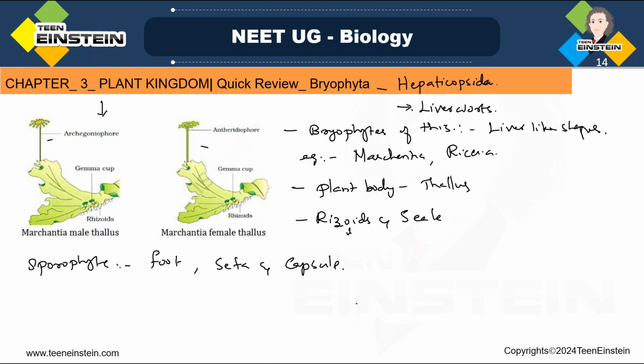An exceptional case you can see in Riccia. That is a bryophyte, but in Riccia the sporophyte is made up of only a capsule. There is no foot and seta. Examples are Porella, Riccia, Marchantia. Among bryophytes, the sporophyte of Riccia is the simplest. About Riccia we can make a separate note.